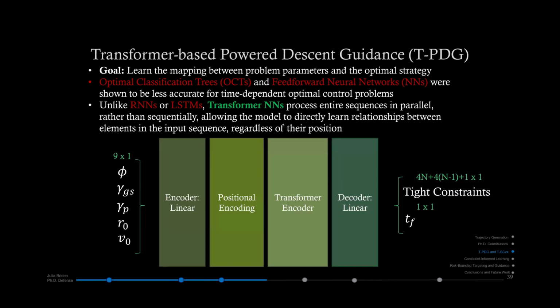And so here's the overall architecture for transformer-based power descent guidance, or T-PDG. We have our set of parameters that are time independent, 9x1, and then we encode them, apply a positional encoding, and then the transformer encoder is the most important component, and it includes the attention and cross-attention layers. And then we decode it down to that set of tight constraints and optimal final time, where the tight constraints are determined by our number of discretization nodes, or N.